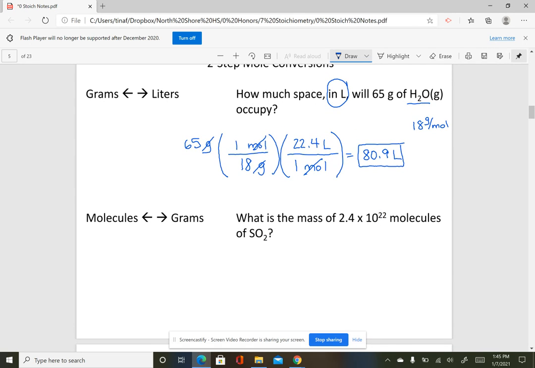All right, let's do one more. Write what we're given, 2.4 times 10 to the 22nd molecules. And they're asking me for the mass. So I want to get from number of molecules to grams. Again, there's no conversion factor going from number of particles to mass. So if I get to moles first, I can then get to mass by using a second conversion factor. So how do I get rid of molecules? I know that in 1 mole of anything, I have 6.02 times 10 to the 23rd molecules.